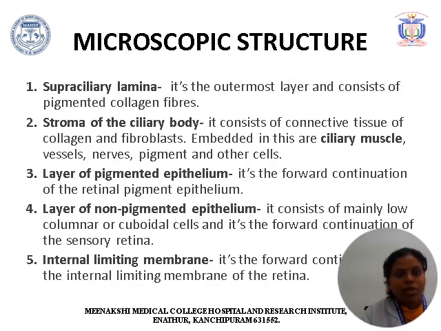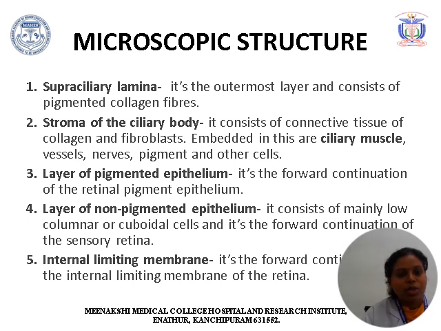Microscopic structure consists of 5 layers: supraciliary lamina, stroma of the ciliary body, layer of pigmented epithelium, layer of non-pigmented epithelium, and internal limiting membrane. Supraciliary lamina is the outermost layer, and it consists of pigmented collagen fibers. Next comes the stroma. It consists of collagen, fibroblasts, and in it is embedded the ciliary muscle, vessels, nerves, pigment, and other cells.